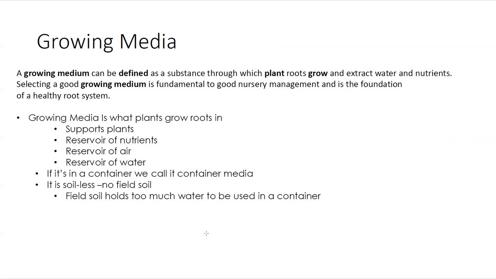Selecting a good growing medium is fundamental to good nursery management and is the foundation of a healthy root system. We want a very healthy root system before it's sent off to its final location. Growing media is what plants' roots grow in. It supports the plants in that pot. It has a reservoir of nutrients. It has to have a reservoir of air. Remember, we need aerobic conditions. We need oxygen. And it has a reservoir of water for those roots to take up.